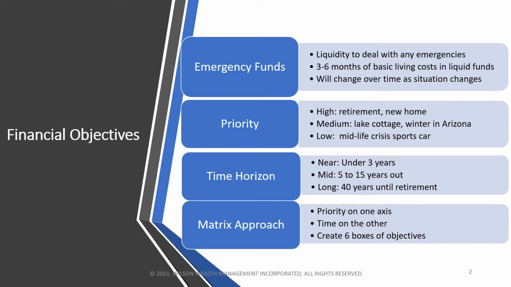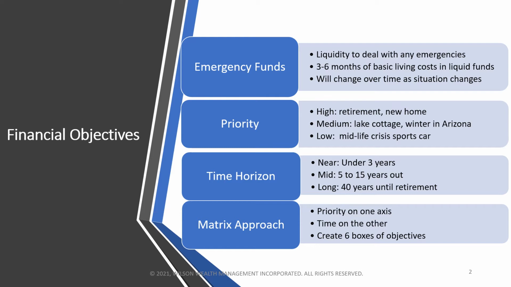The next 2 points I'd like to make are on priority of objective and the time horizon of the objective. I think priority, you want to break them down into high, medium, and low. So a high priority might be your retirement, maybe buying a new house. A medium priority, maybe that's a lake cottage or a winter home in Arizona. A low priority, maybe that's a midlife crisis where you invest some fun money, and at age 50, if it's done well, you end up with a Porsche. If it didn't do well, you end up with a moped or a pedal bike. But it's not going to make or break you, the lower priorities.